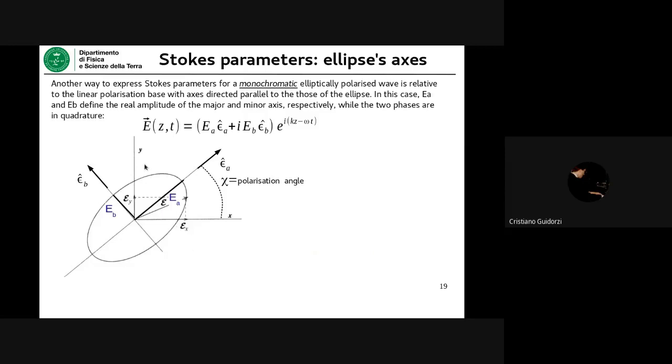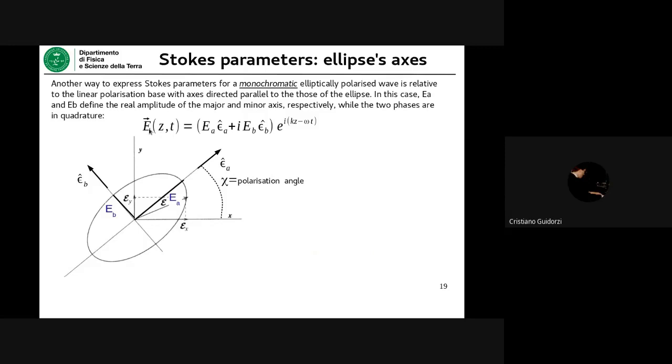And in the most generic case, the angle between the semi-major axis of the ellipse and your x-axis, we call this chi, as I already told you in the previous lecture, the polarization angle. So the polarization angle tells you how this ellipse is orientated with respect to your reference frame.